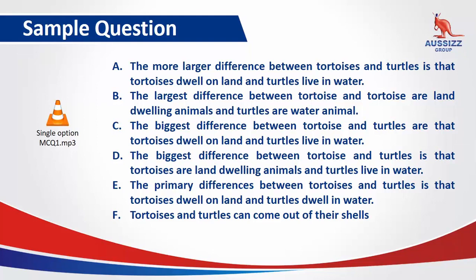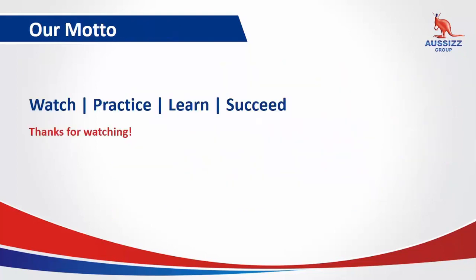Tortoises and turtles can come out of their shells. As we learned, that is not true. So the answer ultimately is part D, because it's the most correct in terms of facts as well as grammar.